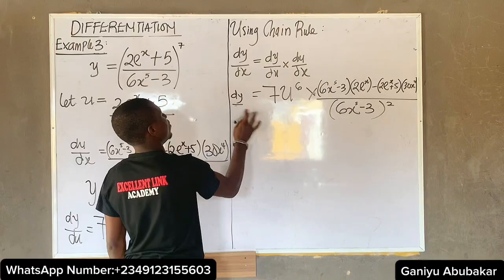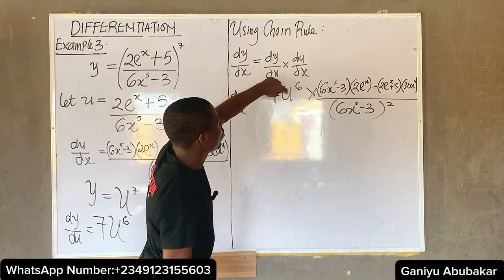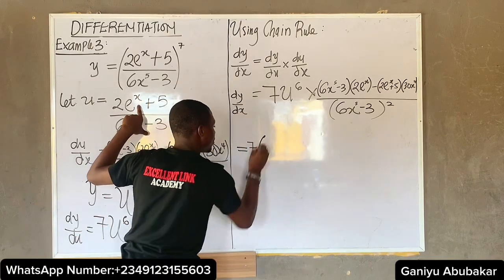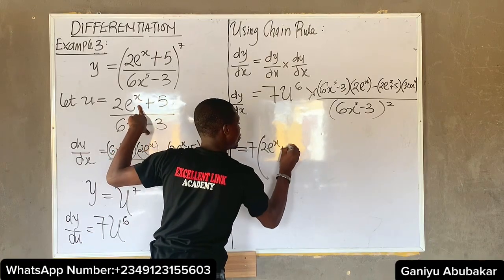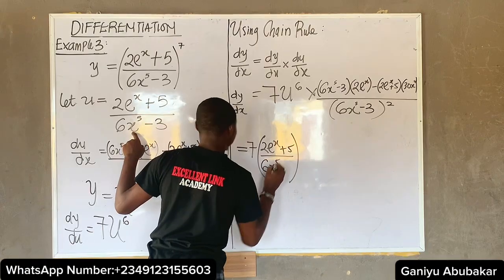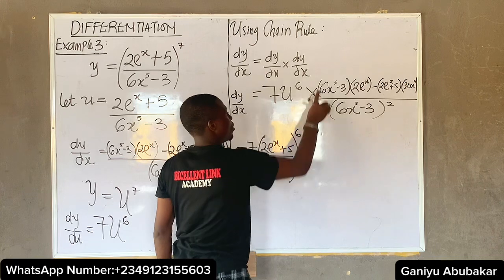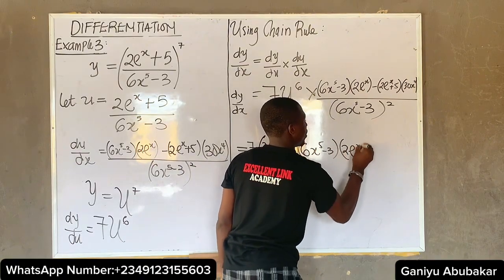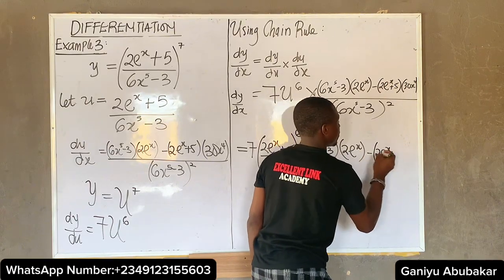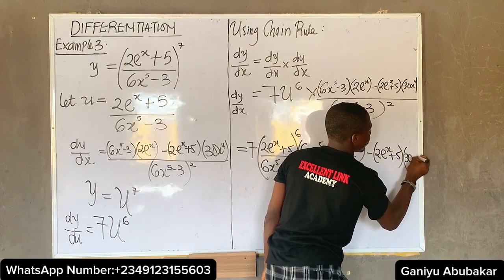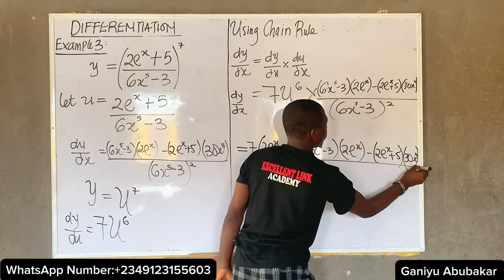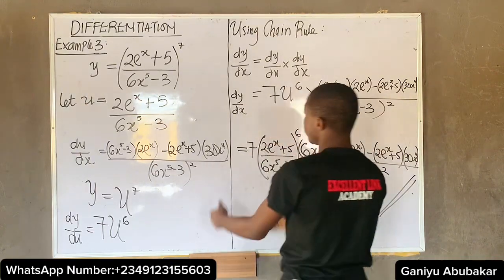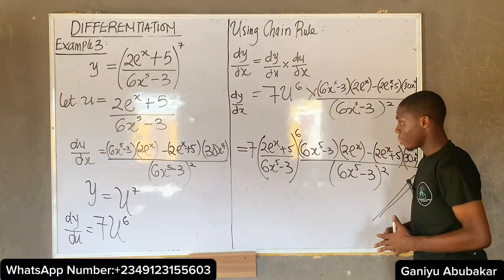That's my dy over dx. But here's the concept. I can express it in terms of x. So what's this u itself? U is this value. So my final answer becomes 7 times u, which is everything here: 2 exponential x plus 5 over 6x to the power 5 minus 3, that's u to the power 6. Then repeat this one here. That's 6x to the power 5 minus 3 into 2 exponential x minus 2 exponential x plus 5 into 30x to the power 4. Alright, so all over 6x to the power 5 minus 3 all squared. So this is my answer after solving this particular question.